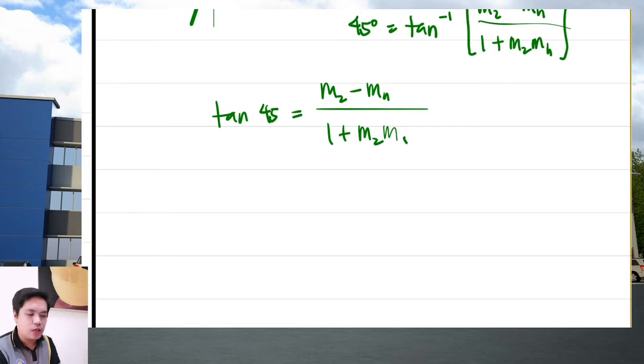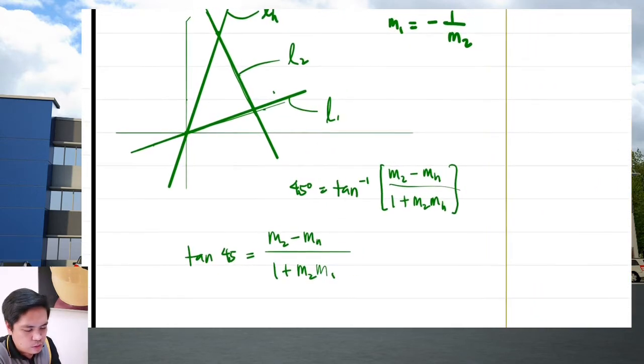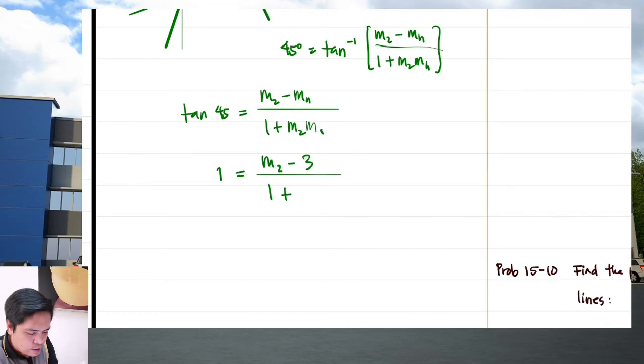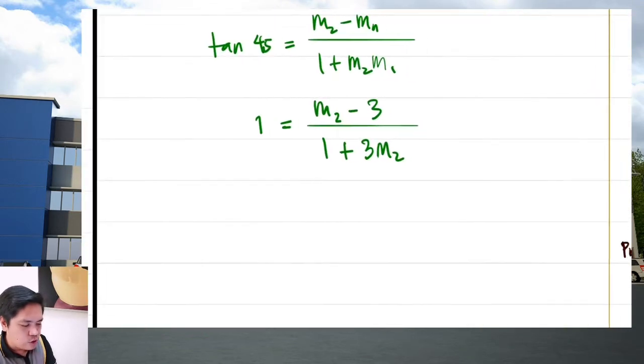So therefore, tangent 45 MN is equal to M2 over 1 plus, what is tangent 45? Tangent 45, that's opposite over adjacent. So since these two are equal, so that's this divided by this, that's equal to 1. So tangent 45 is just equal to 1. That is equal to M2, we don't know, minus the slope of the hypotenuse, that's 3, divided by 1 plus 3 times M2.